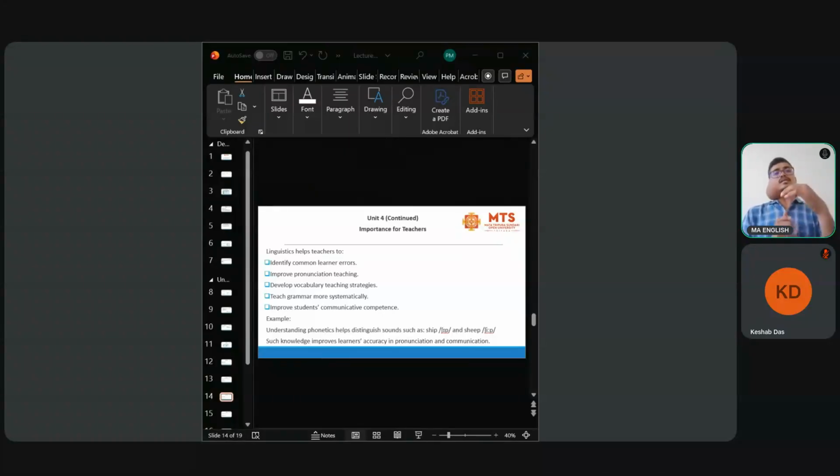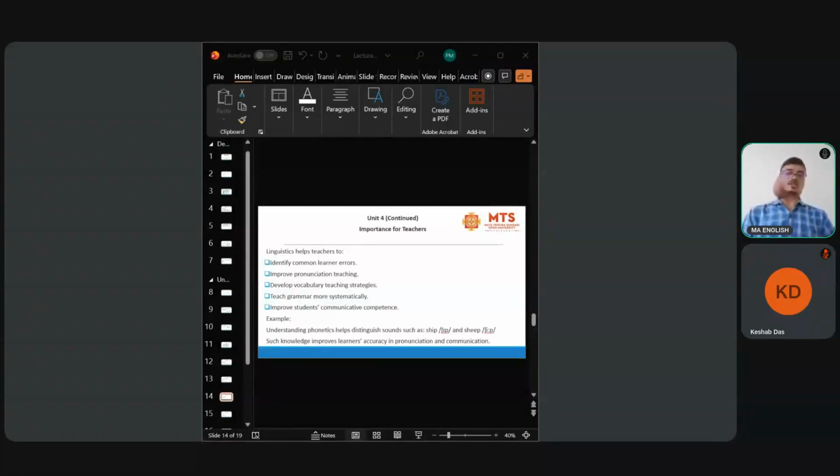Okay, so the second benefit is that linguistics helps teachers improve pronunciation teaching. Pronunciation is one of the most challenging areas for language learners, and also one of the most neglected in many classrooms. With knowledge of phonetics, the study of speech sounds, a teacher can explain exactly how sounds are produced, right? Draw students' attention to the position of the tongue, lips, teeth, and guide them towards more accurate pronunciation.